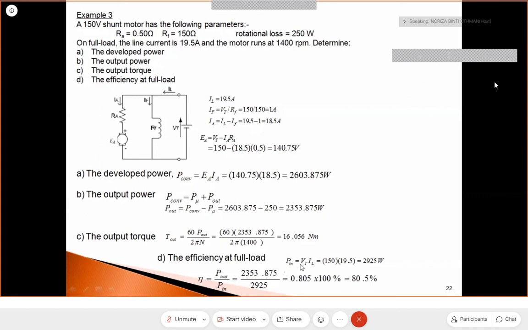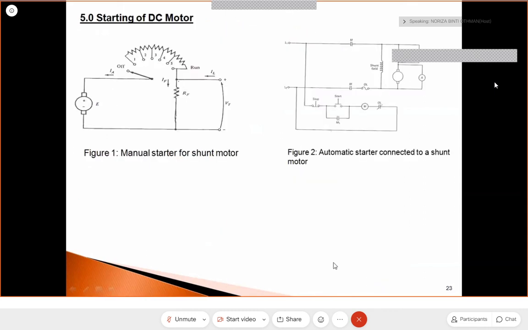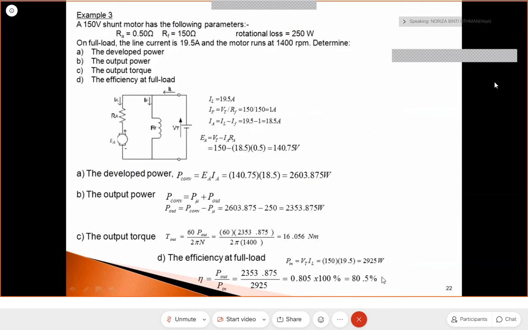P out dia ada tadi kan. 2.85, 3.875. Cuma calculate P in saja. So P in equal to VT IL. Okay, so dapat 2.9. And then you akan dapat dia punya efficiency. So efficiency normally higher lah, 70% above eh. That's the efficiency.